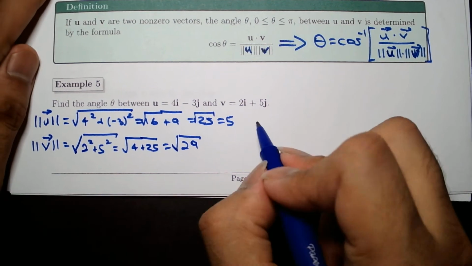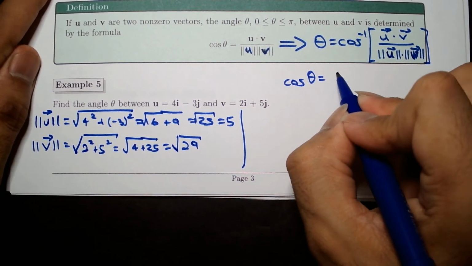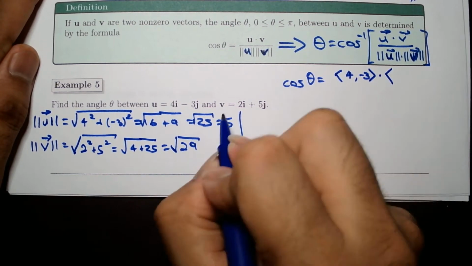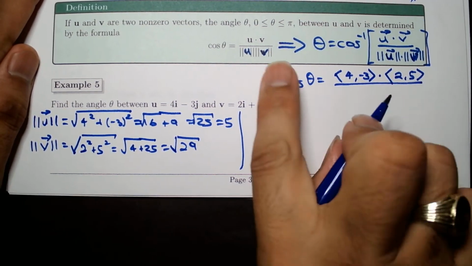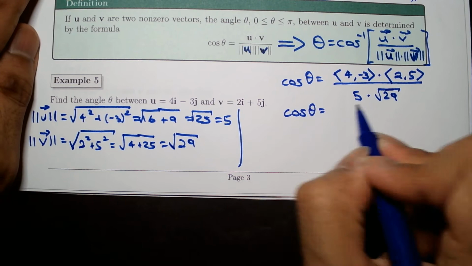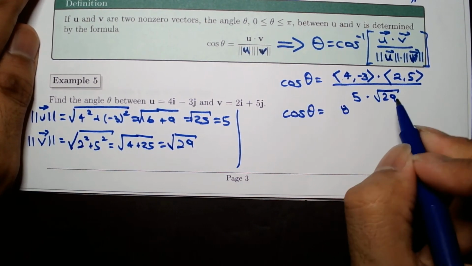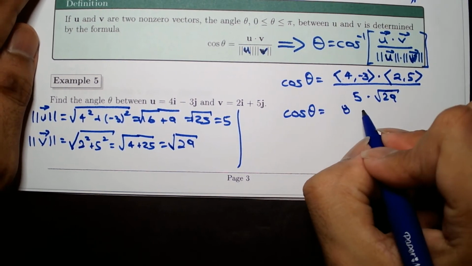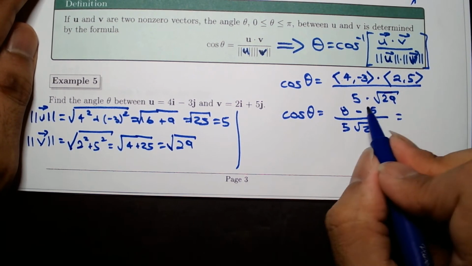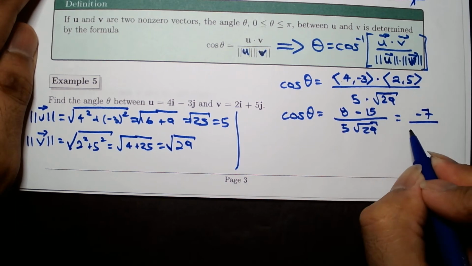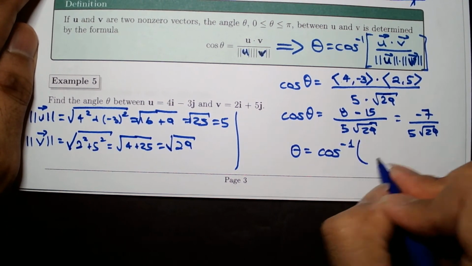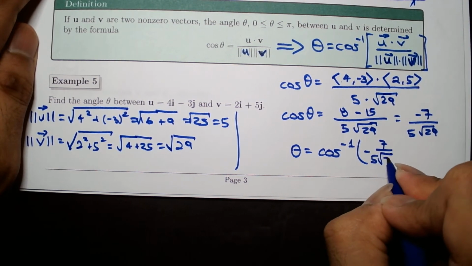All right. So now let's write down the expression: cosine theta equals the dot product of these two vectors, (4, -3) dotted with (2, 5), divided by the magnitudes, which in this case is 5 times the square root of 29. Cosine theta then will be 4 times 2, that's 8, plus -3 times 5, that's -15, over 5 root of 29, which equals 8 minus 15, that's -7 over 5 root of 29. And then theta would be the inverse cosine of this quantity, -7 over 5 root of 29.